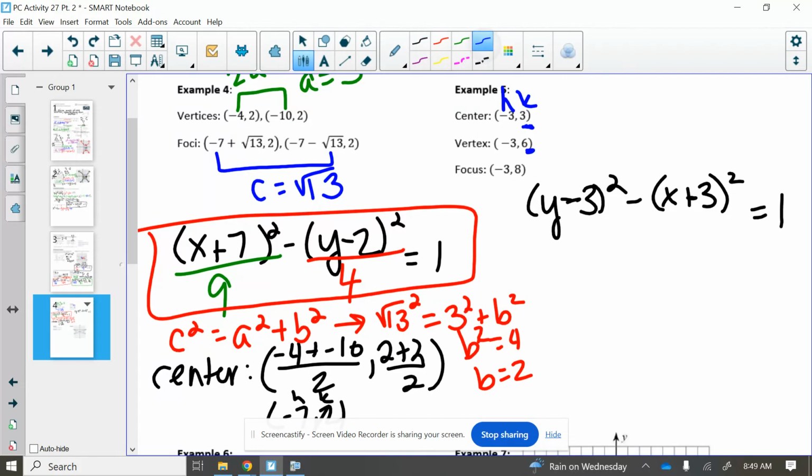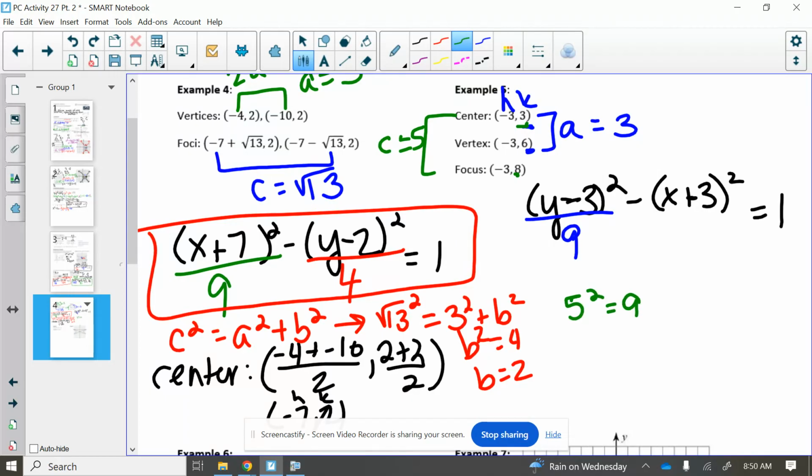So this time as we move from that center to the vertex, we went 3 units to get from 3 to 6. 3 squared is 9. And then the center to the focus is the C parameter. This time we moved 5 units. Now we don't need C for the equation, but what we do need is C to help us find parameter B, which in this case would be found by taking 5 squared minus 3 squared, so 25 minus 9 is 16.